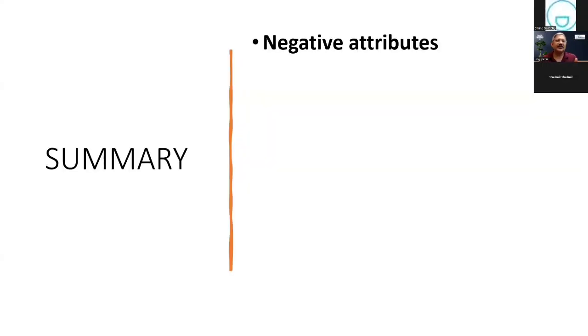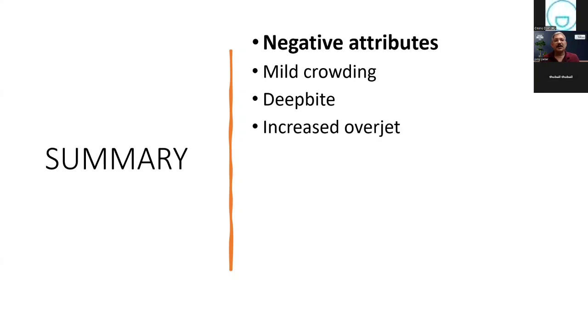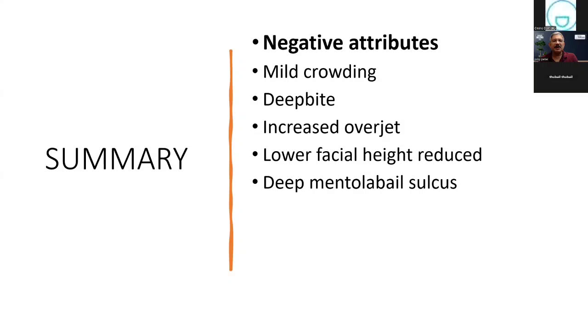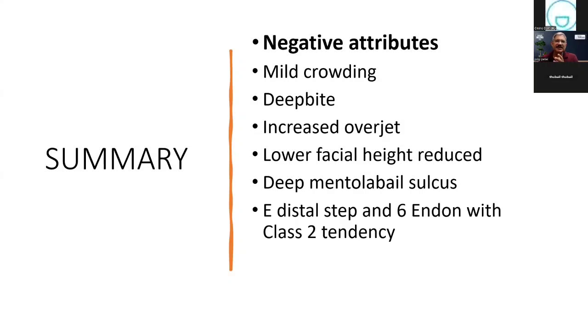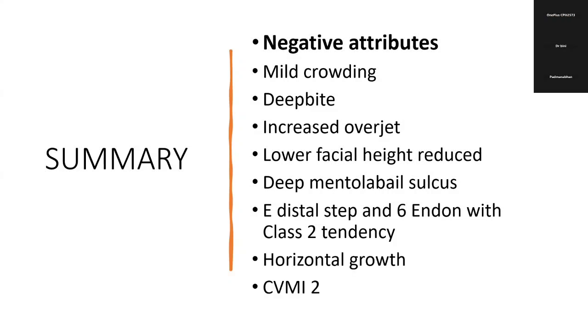So the summary of the negative attributes from the CEPH and the photo and the OPG and everything is: mild crowding is present there. Deep bite is definitely 6 mm. Increased overjet, it is around 7 mm. Lower facial height you can see is slightly reduced, not much, but it is on the reducing side at this point of time. The mentolabial sulcus is deep. The E is in a distal step, and the 6 is end-on, it's not a good sign. It needs to be attended to because it can change into class 2 and it can permanently lock the molars there. And a horizontal growth pattern and CVMI stage 2.